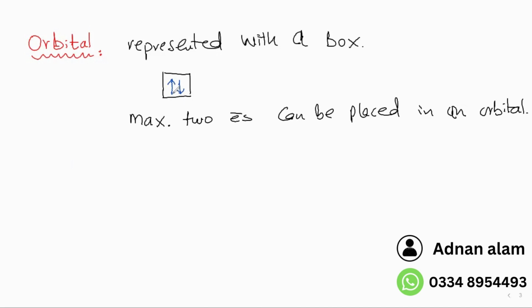Now the question is, why are these 2 electrons shown with opposite arrows? Why opposite arrows? Okay, this is the question. Or the other question can be that 2 electrons have the same charge. So why can't they repel each other?